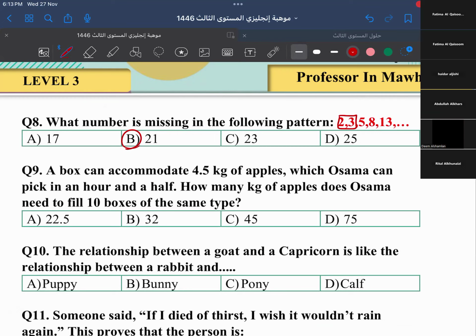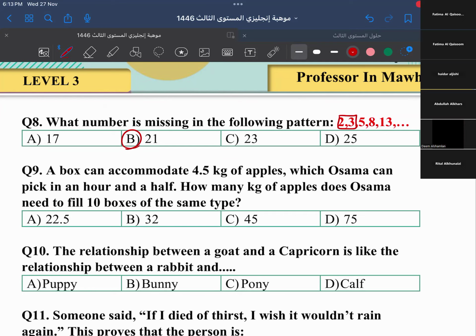Can you explain? I didn't understand. Okay, so it starts off with 2, then 3, then 5, and 8 and 13, and wants to find the number at the end. And 2 plus 3 is 5, 5 plus 3 is 8, 8 plus 5 is 13, and 13 plus 8 is 21. Yes, exactly.